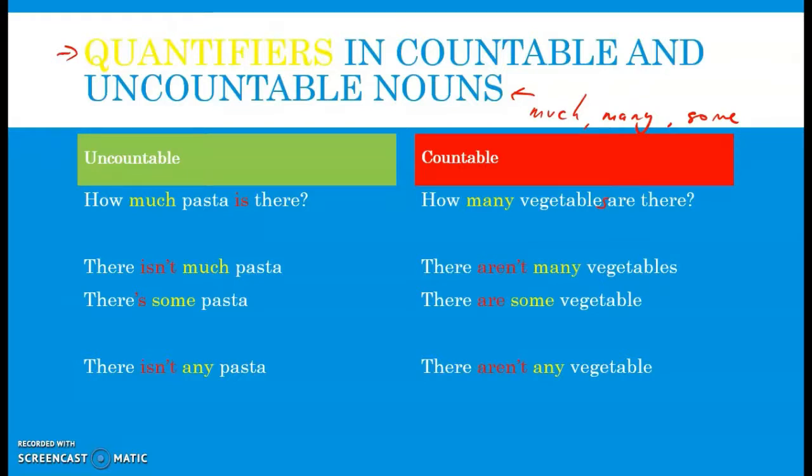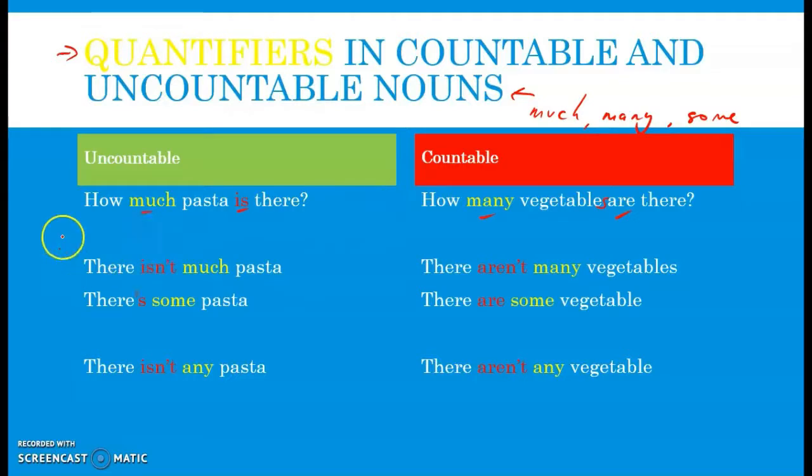So for uncountable nouns, we use the quantifier much and we use the auxiliary verb is. Meanwhile, for countable nouns, the quantifier that we are going to use is many, and the auxiliary verb that we use is are. So that is the difference in terms of quantifiers for uncountable and countable nouns.